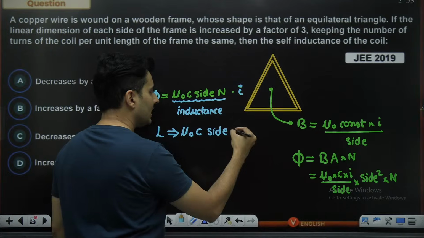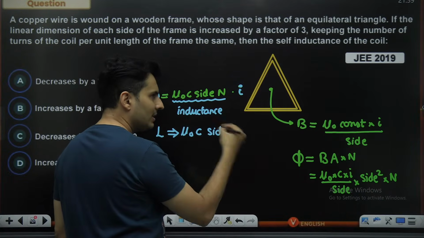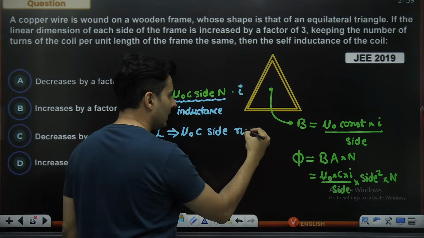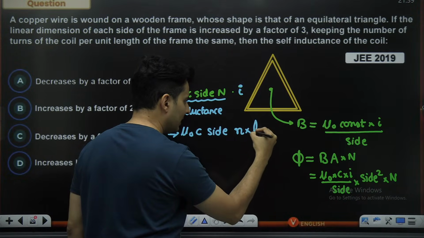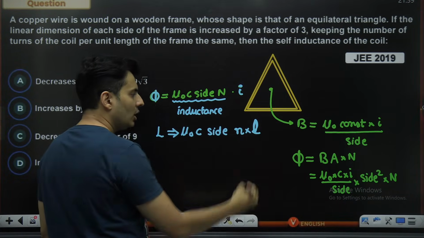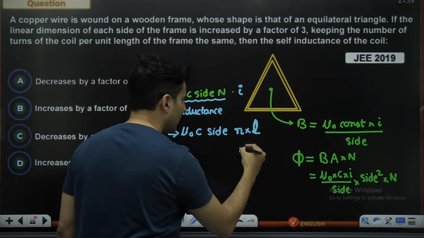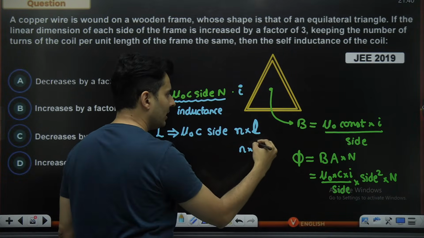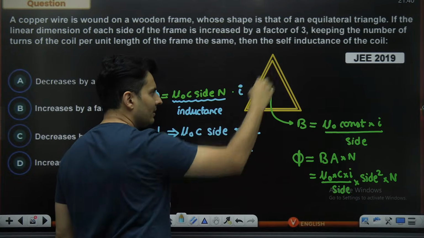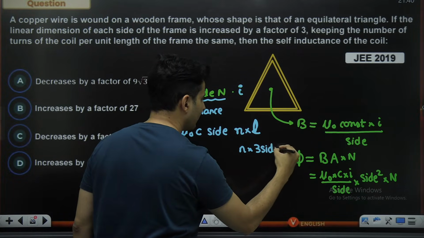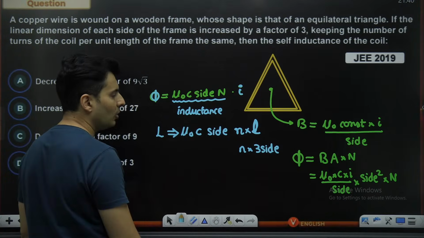This n is going to be the number of turns per unit length into the total length of the coil, into the total length of that particular coil. Think about it. The total length of the coil is dependent on the side, and this side. So it will be 3 times the side over here.